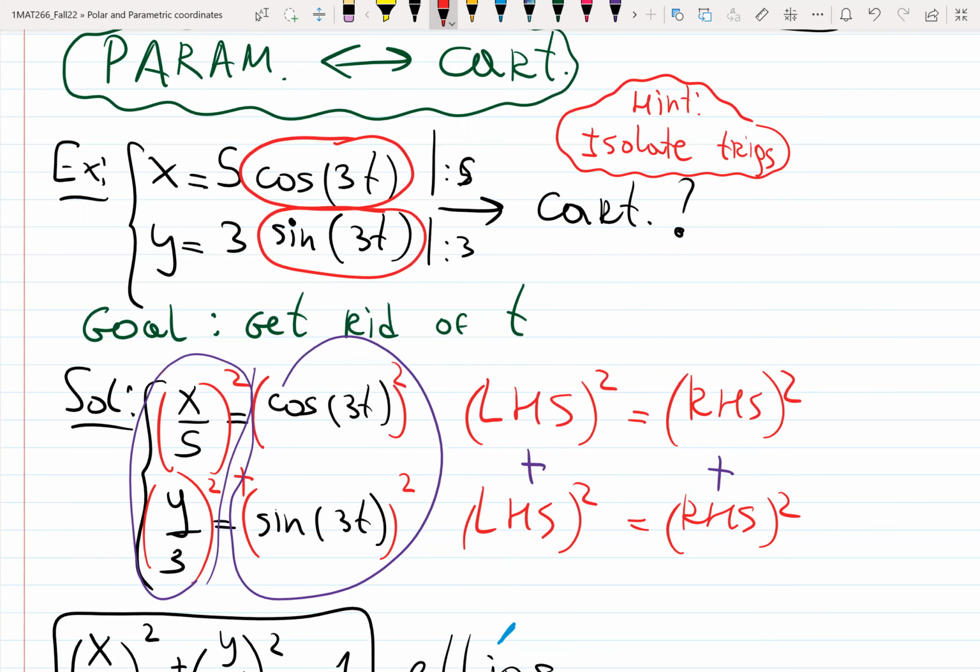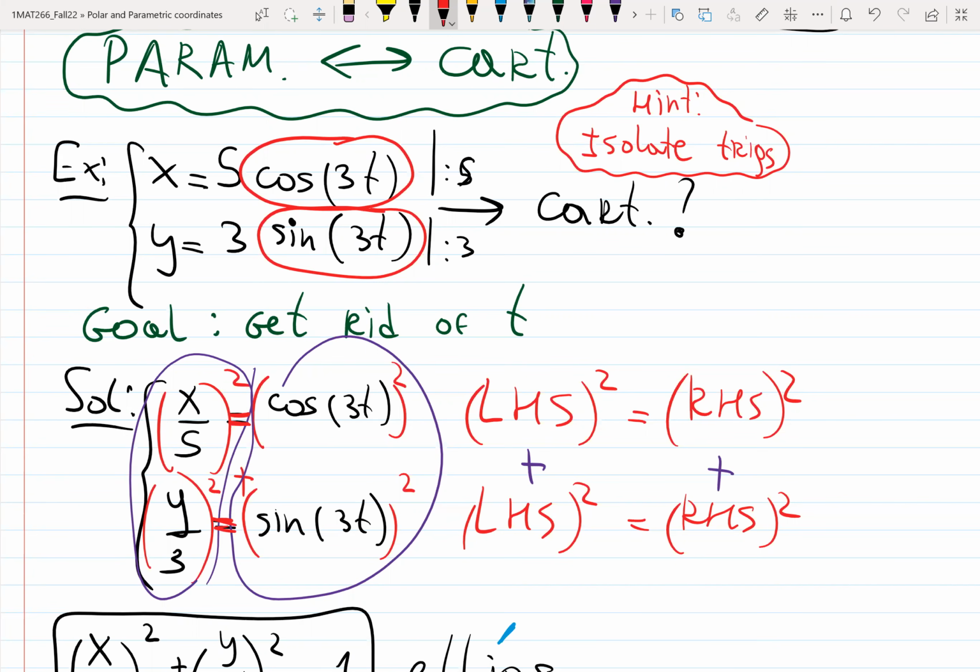Isolate the trig functions. Then you square both sides and add together. Isolate means let it be by itself with the equal sign. So the sine and cosine are standing by themselves with the equal sign. Then it works really well. Did you get this part?